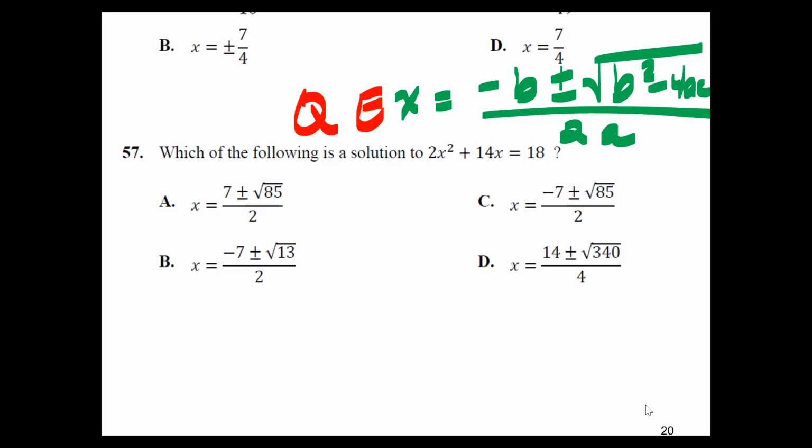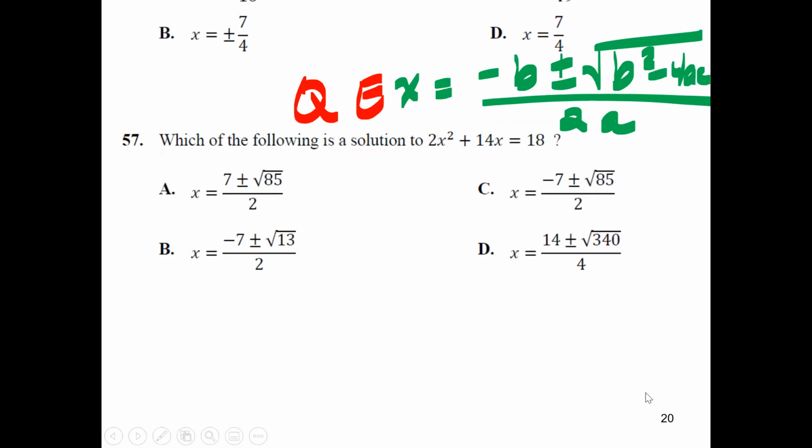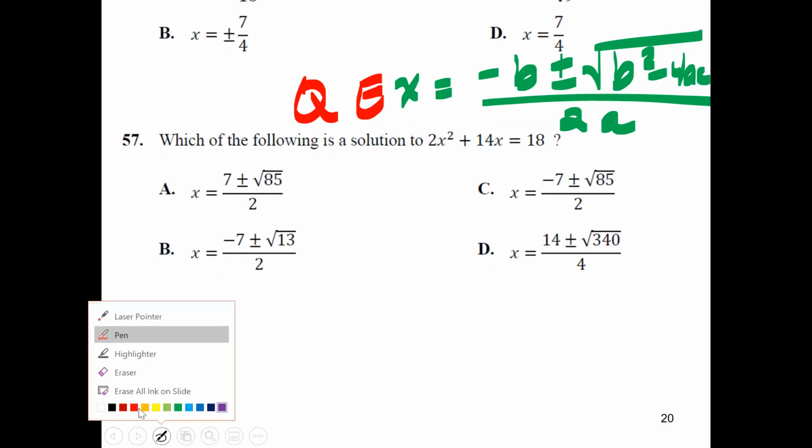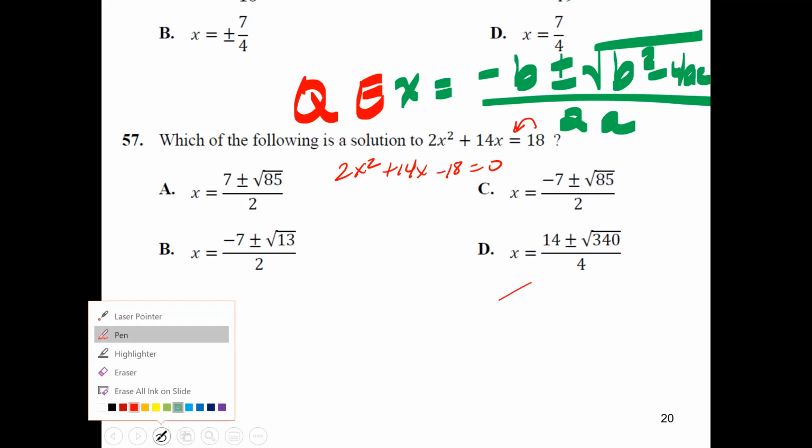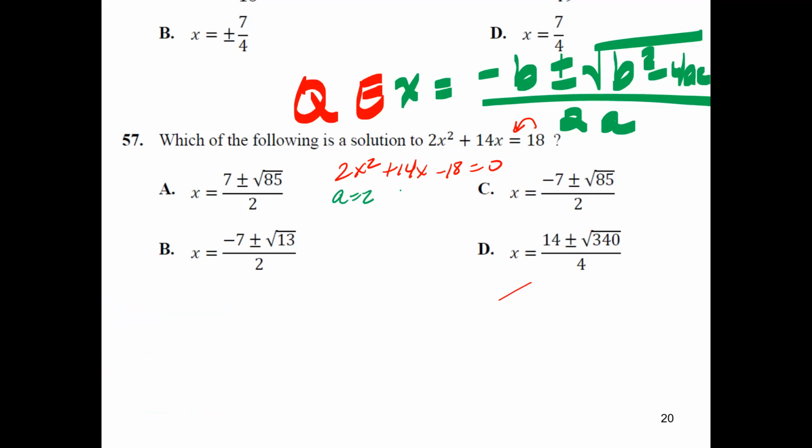Okay, so let's go ahead and move forward with this question. So then what you're going to do is with your question right here, you need to move that 18 over. That 18 can't be there. So you have 2x squared plus 14x minus 18 equals 0 because I moved it over, so it's the opposite sign. And it needs to be on one side, obviously. So then your A is 2, B is 14, C is -18. You just put them in order.